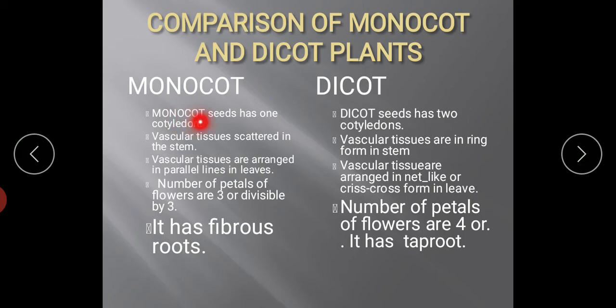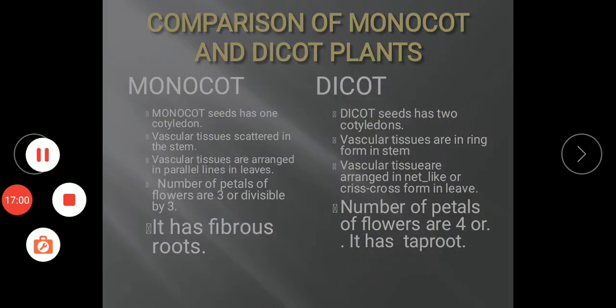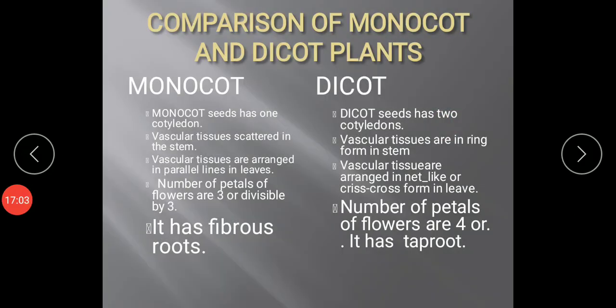Mono means one and cotyledon means seed leaf. Monocot seeds have one cotyledon. Sorry, dicot has two cotyledons. Two seed leaves are present in dicot plants. Monocot has one seed leaf. Dicot has two seed leaves.